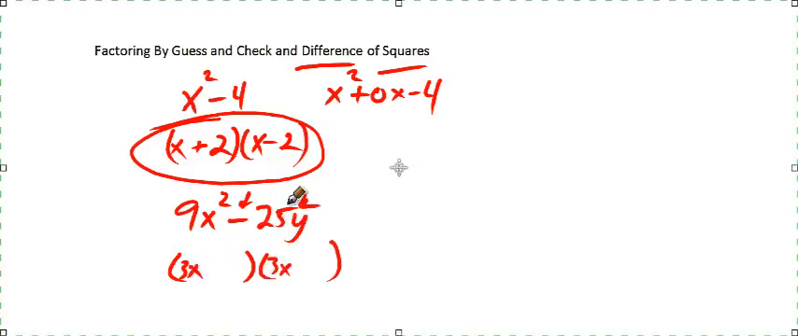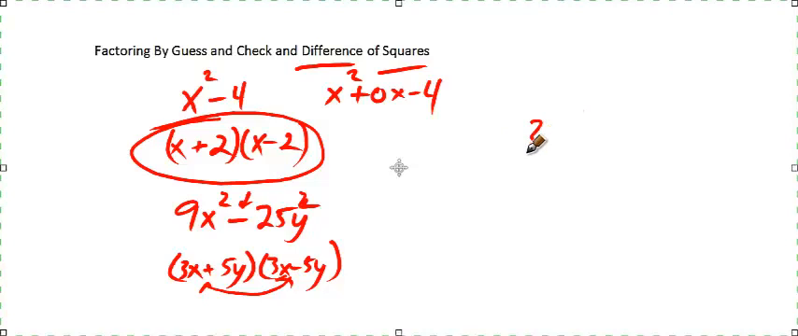Now here's the 25y squared. Well, 5y and 5y. It's a difference, so one has to be a plus and one has to be a minus. And the order does not matter whatsoever. That's really it. Split them up evenly. One's a plus, one's a minus. Let's try to use that to solve something here really quick.